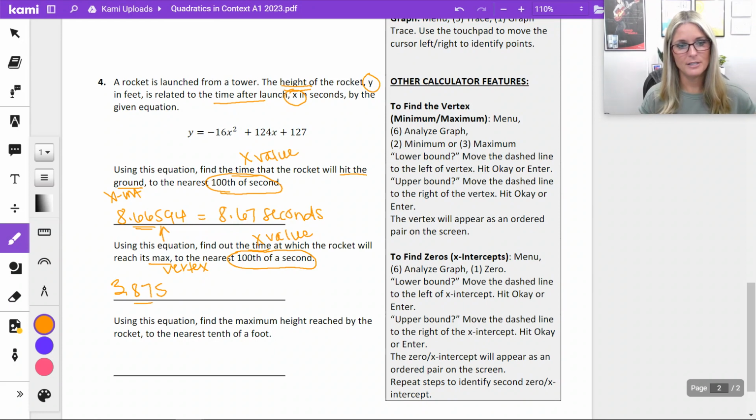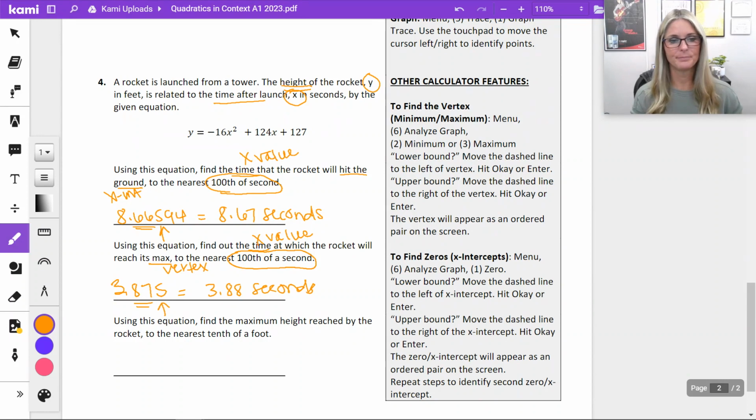We were asked to round to the nearest hundredth, so the 5 tells us to round it up. 3.88 seconds is when our rocket will hit its maximum height. And the third question, using this equation, find the maximum height. All right, maximum is going to be that vertex. Height was the y value of the rocket to the nearest tenth of a foot.